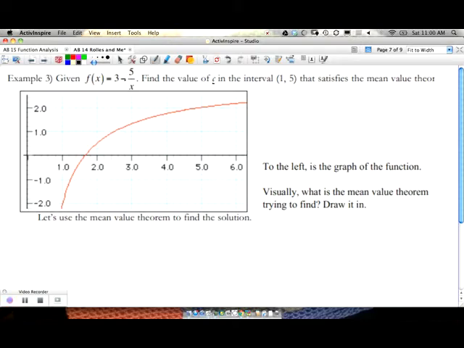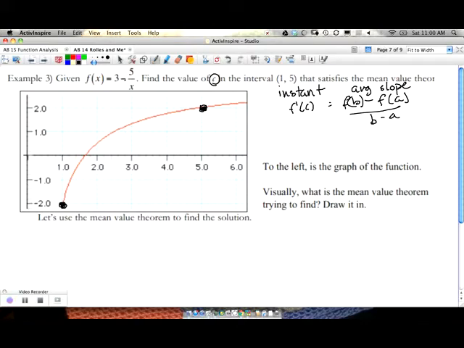Given this function, find the value c. So we're going to find that part in the middle between 1 and 5. Well, here's the value at 1. Here's the value at 5. That satisfies the mean value theorem. So mean value theorem basically says the instant, or the derivative, f prime of c, is going to equal our average slope, which is just old school slope formula. F of b minus f of a over b minus a.